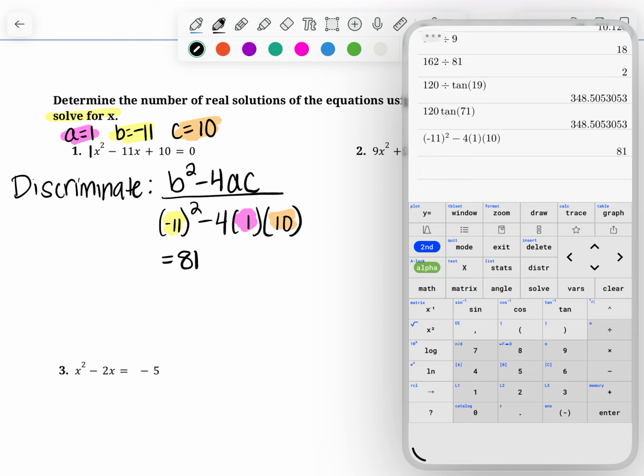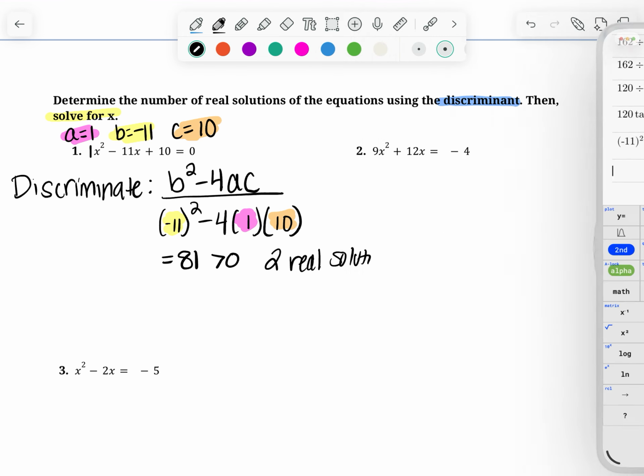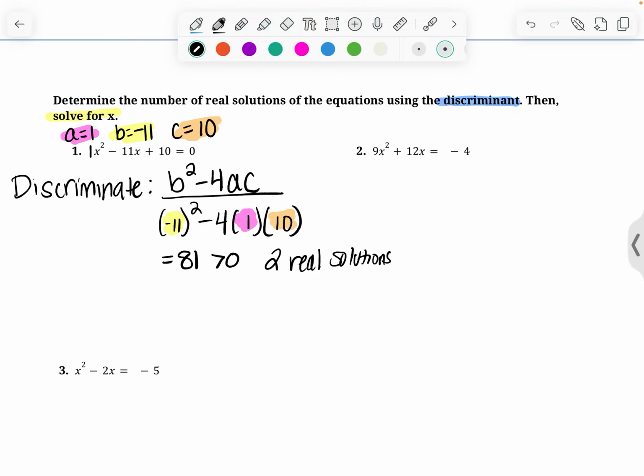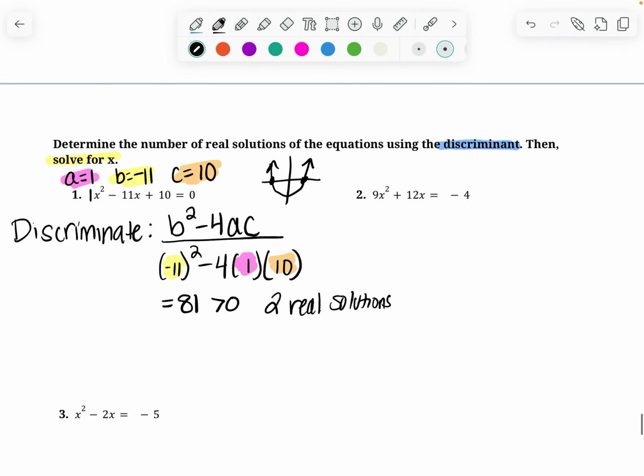And we know that is greater than 0. So we are going to have 2 real solutions, which means that our graph is going to cross the x-axis 2 times. So I know that this one opens up since A was positive, so we're going to have 2 x-intercepts, 2 real solutions.